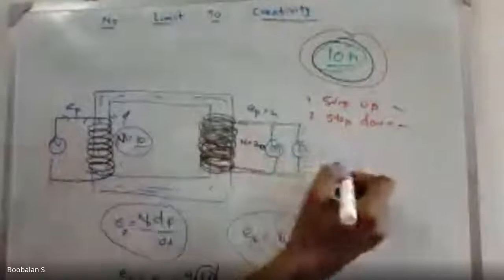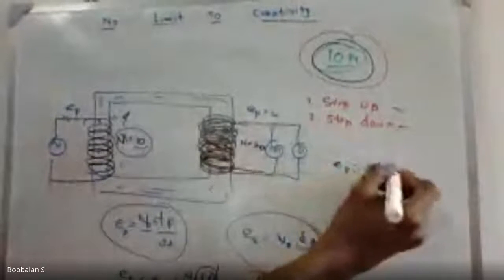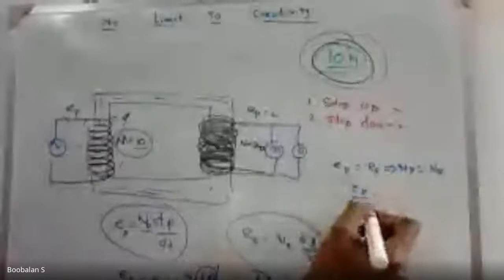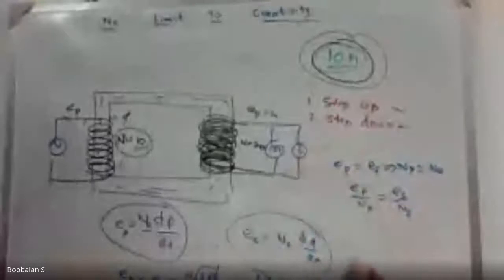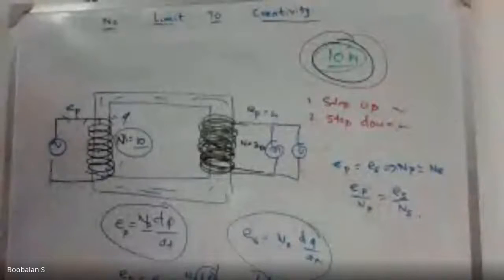So this d phi by dt is common, so it now gets cancelled on both sides. Then what will it be? So ep is equal to es, and np is equal to ns. So you can have the equation ep by np equals es by ns, right? You can have these small equations.